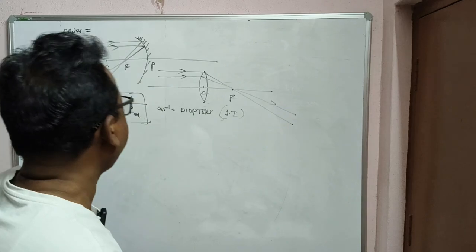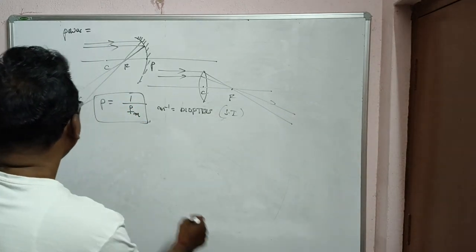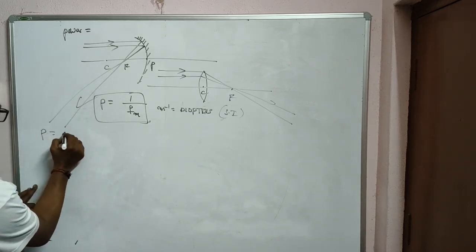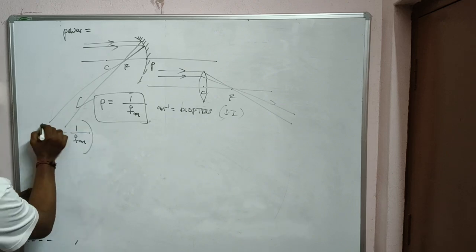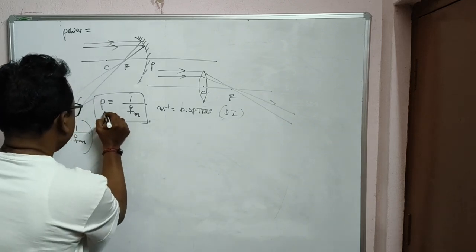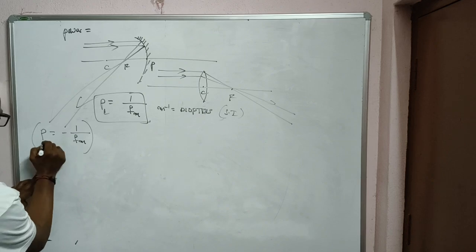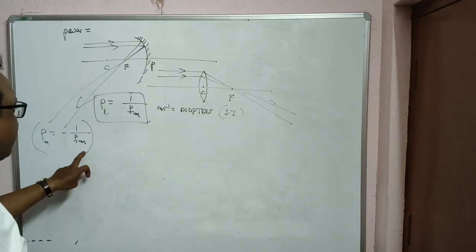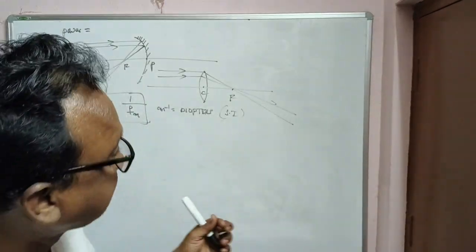This is the SI unit of power in lenses. But here a small difference is there regarding the formula for lenses and mirrors. In case of spherical mirrors, power is taken as minus 1 by f in meters. I'll tell you why it is minus. And in lenses it is plus 1 by f in meters. In spherical mirrors the power is given by minus 1 by f, and in lenses it is given by 1 by f. I'll tell you why minus here and why plus here.